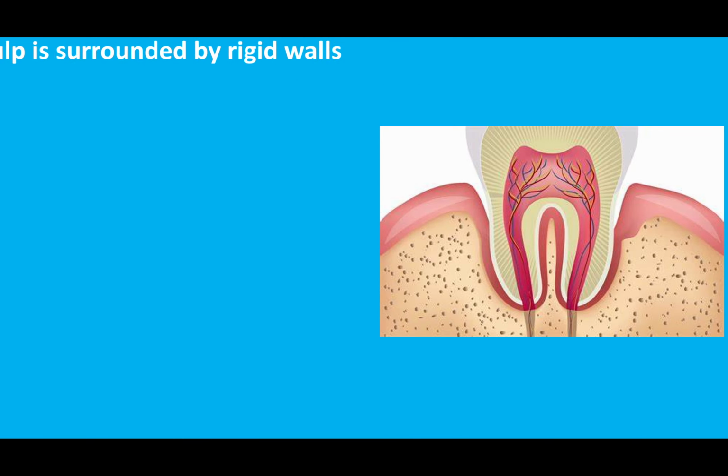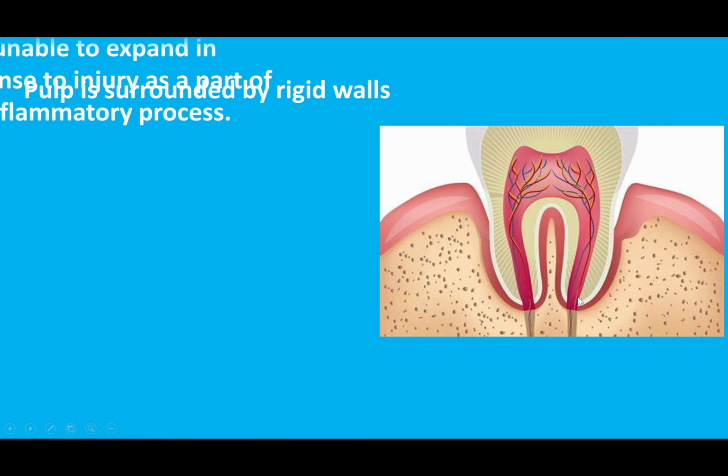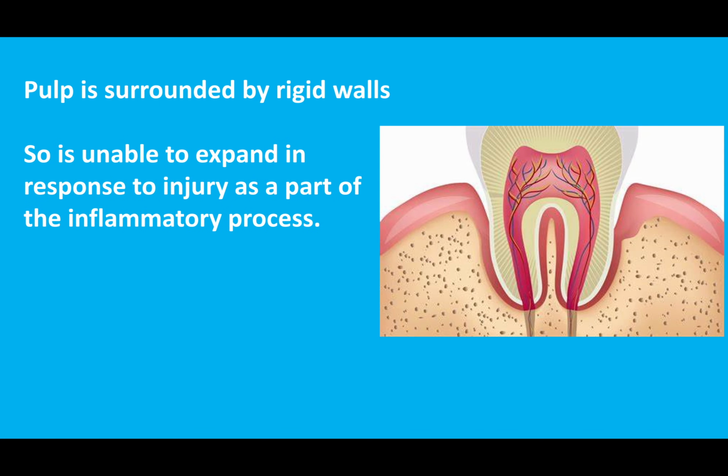First on our list is: pulp is surrounded by rigid walls. There you can see in the diagrams the rigid walls all around the pulp that are made up of dentine, enamel and cementum. These three structures form the hard walls all around the pulp except the apical foramen, that is a very small area, so we are not going to give it a count. So we can say that pulp is surrounded by rigid wall almost all over, so it is unable to expand in response to injury as a part of inflammatory process.